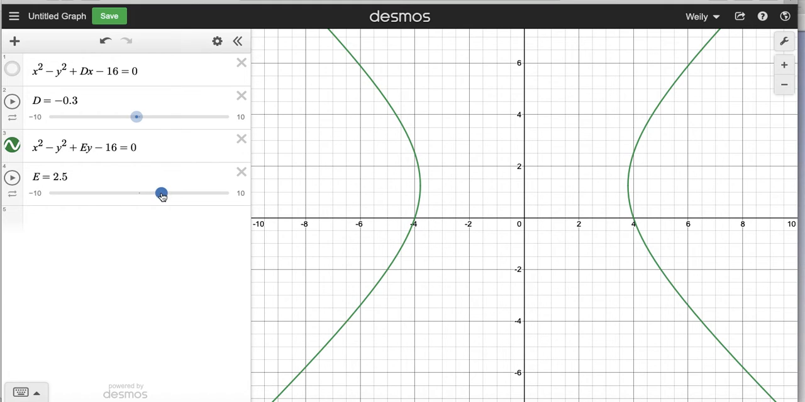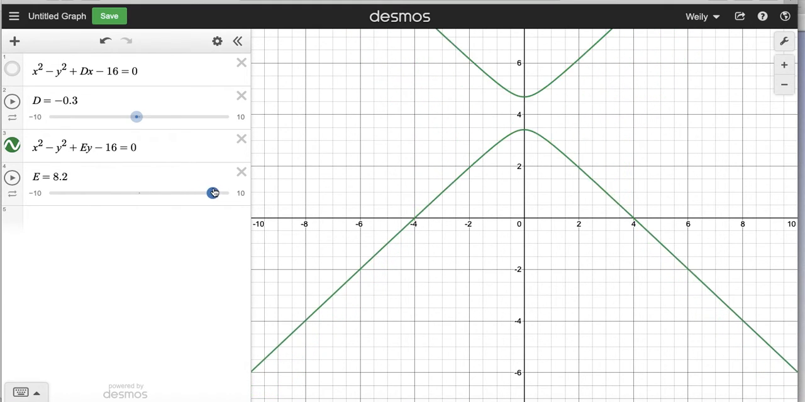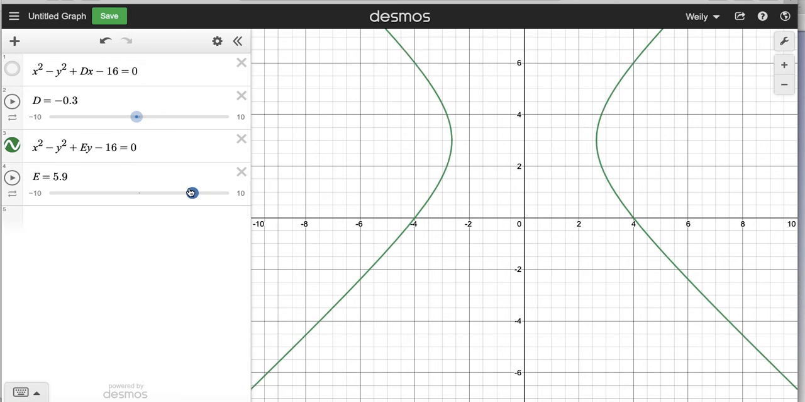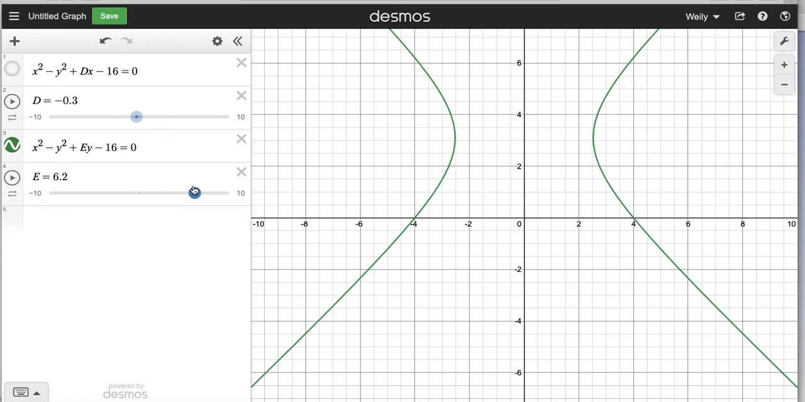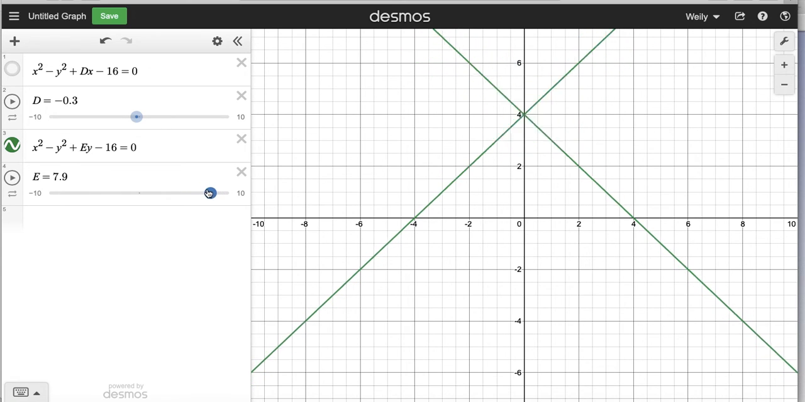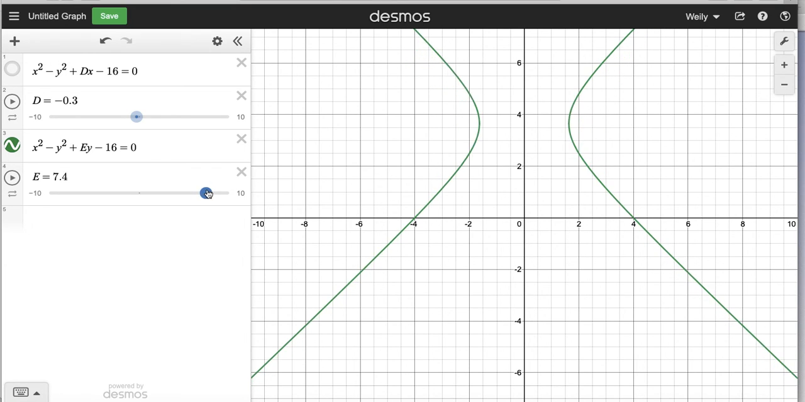So eventually it's going to go from positive to negative, and we're also going to end up going from a trans x hyperbola to a trans y hyperbola. So there's a vertical shift of the center of that hyperbola, and it will change from trans x to trans y depending on the value that you have.